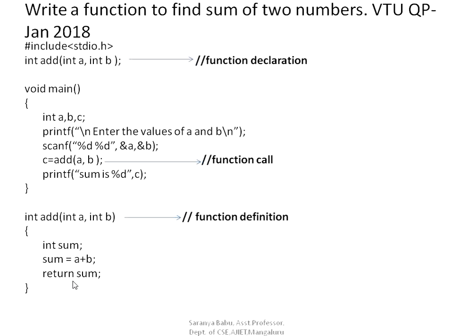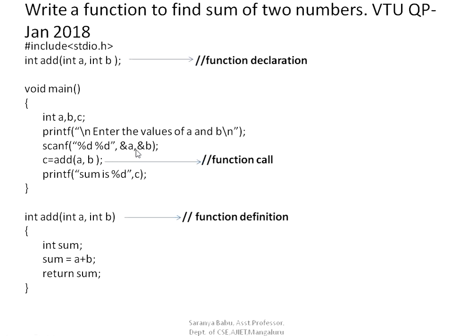Now I'll explain to you. This is the function declaration. You are just declaring the function with its function name, data type, parameter list. After that, as usual, your main function will start. You have to find sum of two numbers. You know that after finding sum of two numbers, the result should be stored in another variable. Printf enter the values of a and b. You'll ask the user to enter the values of a and b.